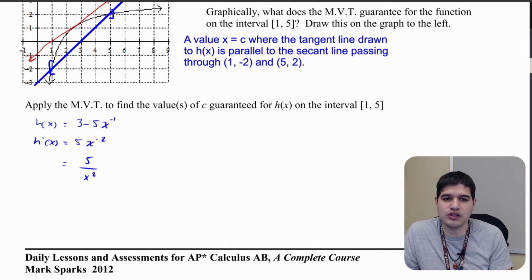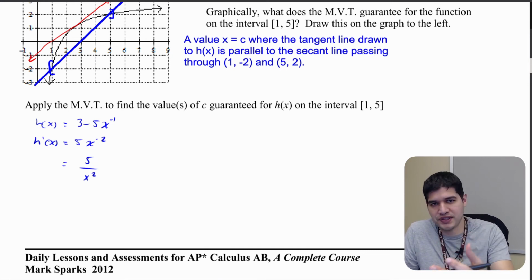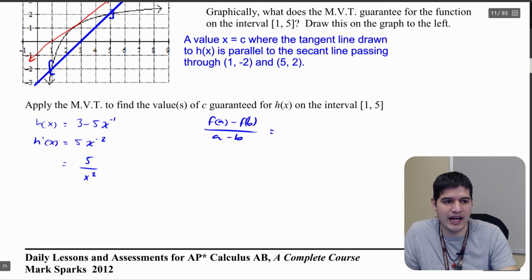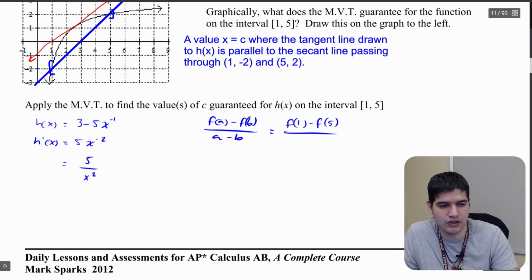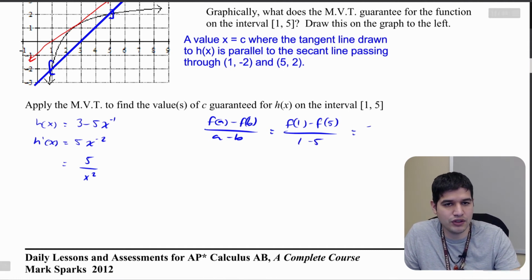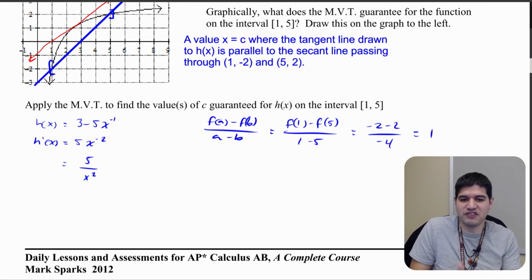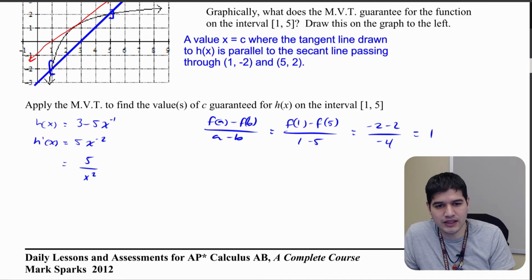Well, now we also need to find the slope of the secant line. So f of a minus f of b over a minus b. So we're using 1 and 5. So f of 1 minus f of 5 over 1 minus 5. And then that's going to be -2 minus 2 over -4, which comes out to be +1. So we need to figure out when is 5 over x squared going to equal 1.